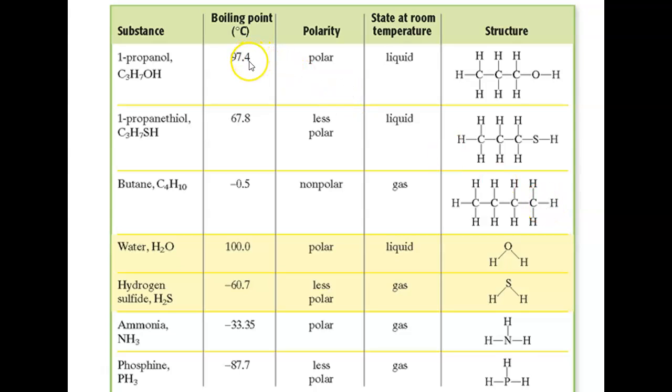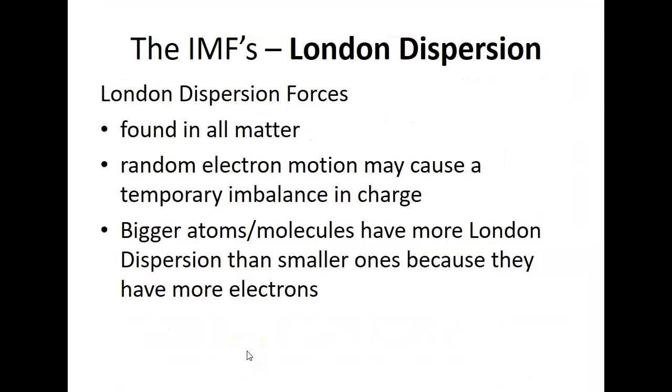For hydrogen bonding, the top one is 97.4, and then the boiling point just decreases. Comparing water and hydrogen sulfide, water experiences hydrogen bonding because of the OH. Hydrogen sulfide does not. You can see the differences in boiling point because that hydrogen bonding makes such a big difference in how these molecules behave. And the same thing again with ammonia and phosphine. Hydrogen bonding makes a big difference in their boiling points.